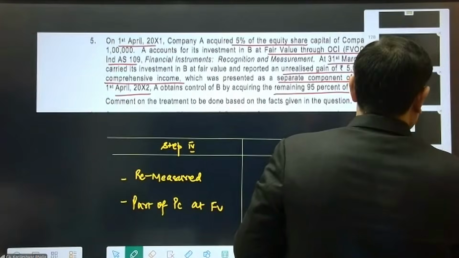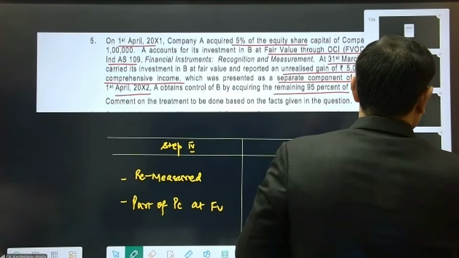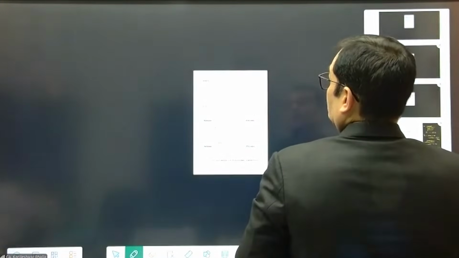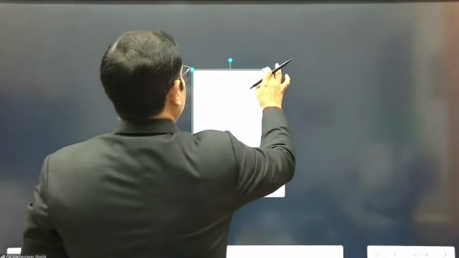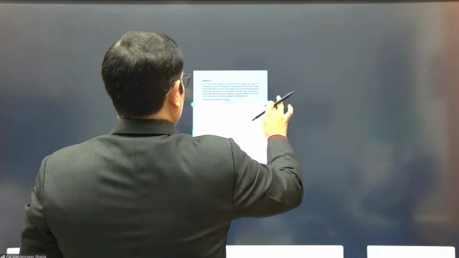So I've just taken one question which is also an examination question. Yes, this is question number 12, and this came in the June 2019 exam. So this is June 2019. It came in the exams.